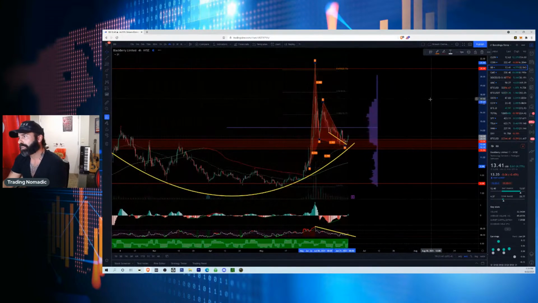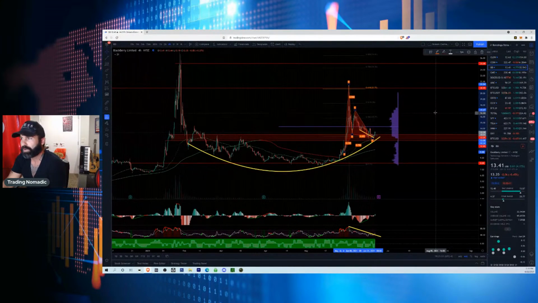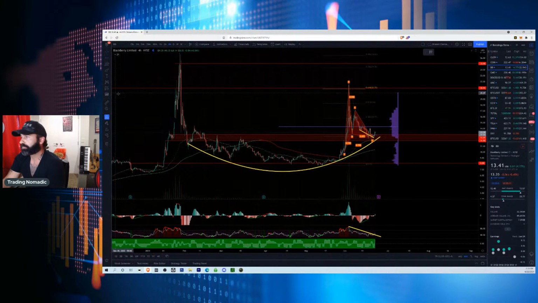But I know Blackberry is one of the ones that people have been talking about on Reddit and Wall Street Bets and all that stuff. But I'll tell you what, it looks really, really good right here. And you do have pretty easy to identify risk.